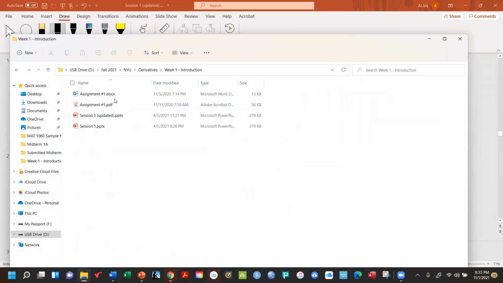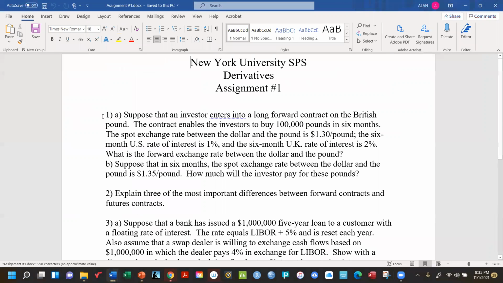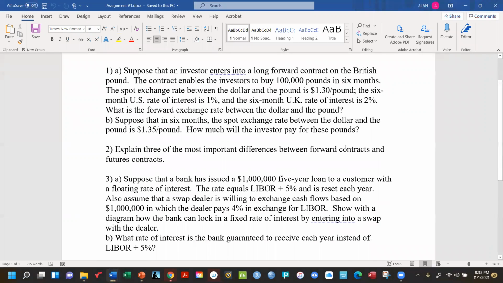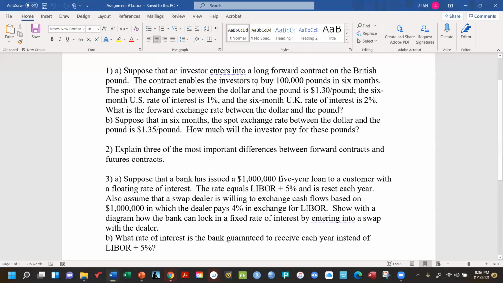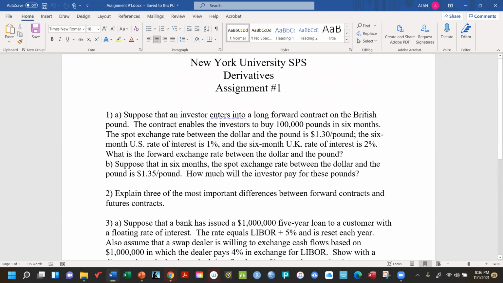Let's go get it one more time. Yeah, this is pretty straightforward. There's a simple swap example. There's a forward contract on British pounds, and there's a brief discussion about the differences between forward and futures contracts. So this won't take that long. In fact, you may not even bother to open up Excel because you can do this so quickly and easily. So why don't you send these back to me by next week, and then we'll carry on next week with a more intense look at forwards and futures and the differences between them.